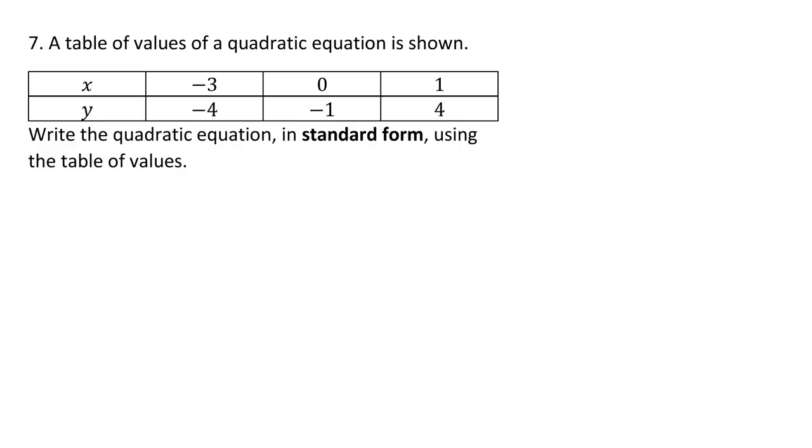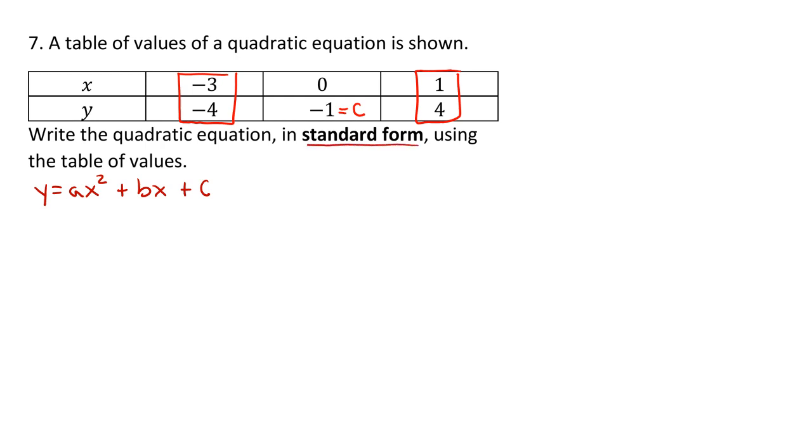Number 7. This time we're given a table of values and they want us to write the equation in standard form. This is the long one that's really annoying. So we're going to start off with picking 2 points. This point here and this point here. This point is our y-intercept, and I know it's the y-intercept because the x is 0. That means this is what we call the c value. The standard form is y equals ax squared plus bx plus c. Once again, you need to memorize that form as standard form.